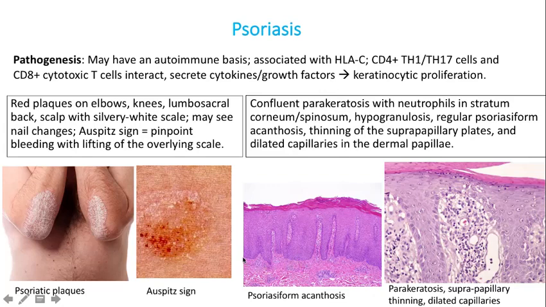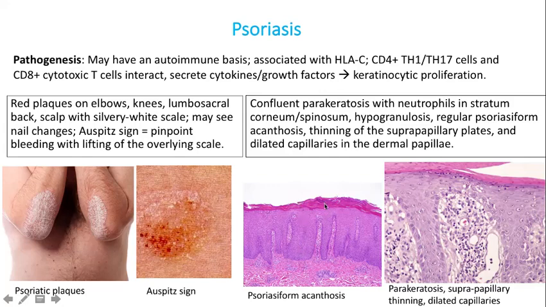If I were to draw a line at the bottom here where all these rete ridges come down, they're all about uniform in length. We call that regular psoriasiform acanthosis, and this is what's causing the plaque of psoriasis. It's because the epidermis is thick, and the scale is from this keratin.